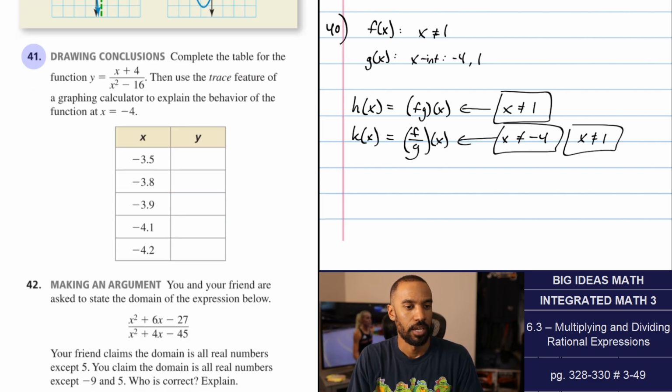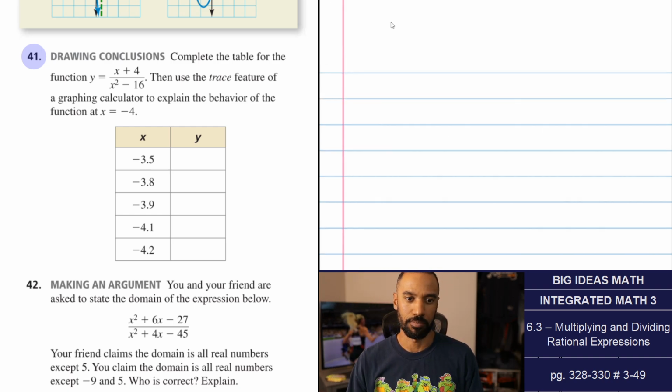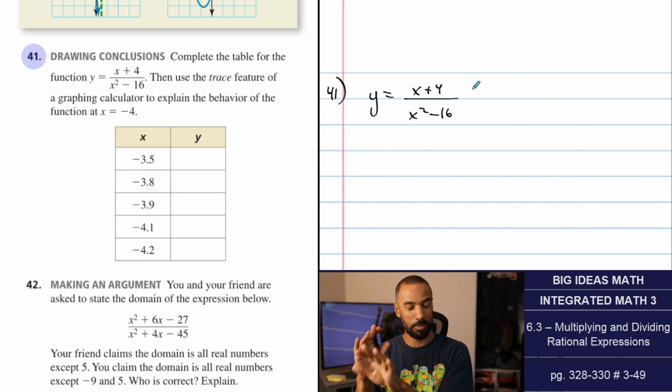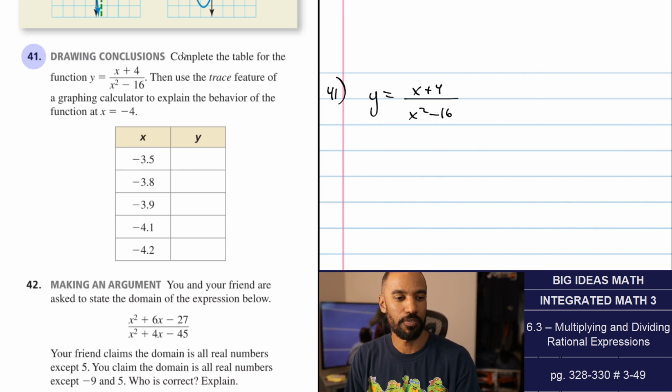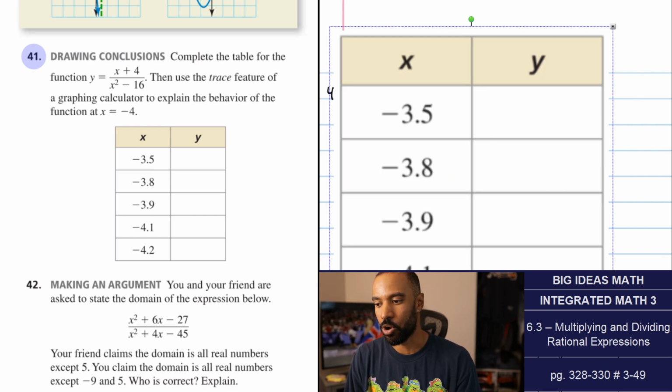Number 41, drawing conclusions. It says complete the table for the function here. Like we're graphing again suddenly. So y equals x plus 4 over x squared minus 16. Now note that we're not simplifying this. They said complete the table. There's a reason for that. Use the trace feature of the graphing calculator to explain the behavior of the function at x equals -4. Okay, so there's a whole thing behind this.